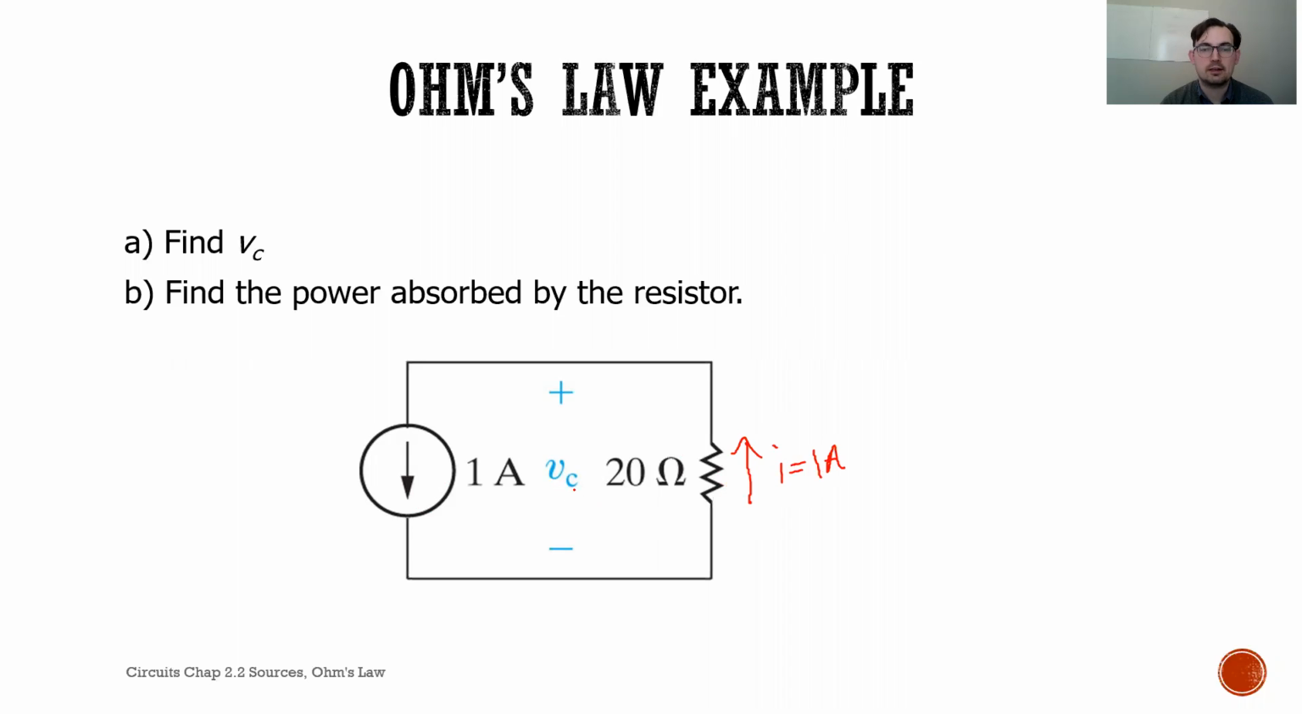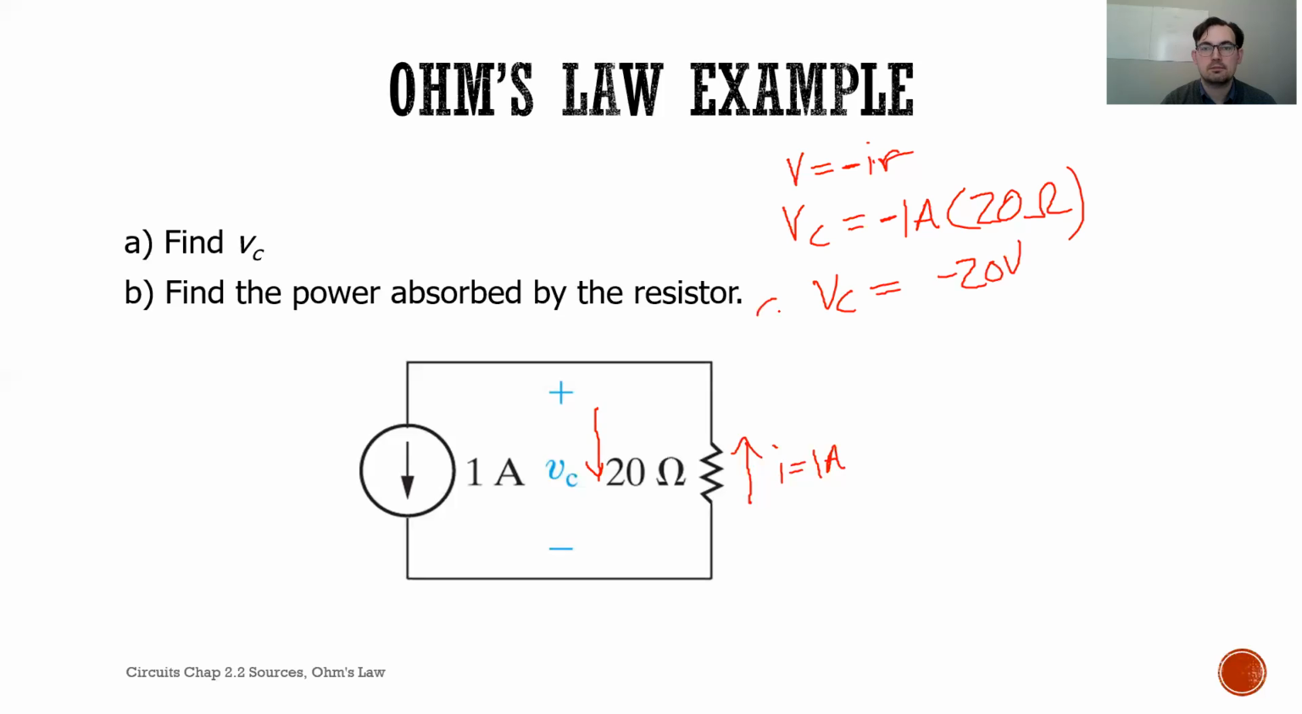To find our voltage, we're actually looking at this. I've got voltage drop going this way. So our passive sign convention is going to tell us, okay, if voltage is I times R, in this particular case, we're going to have negative I times R. Voltage is going to be a negative quantity because we're going to see voltage drop across this here. So our voltage drop, VC, is our current 1 amp times our resistance of 20 ohms. And it's negative, don't forget the negative part. So VC is actually going to be negative 20 volts.